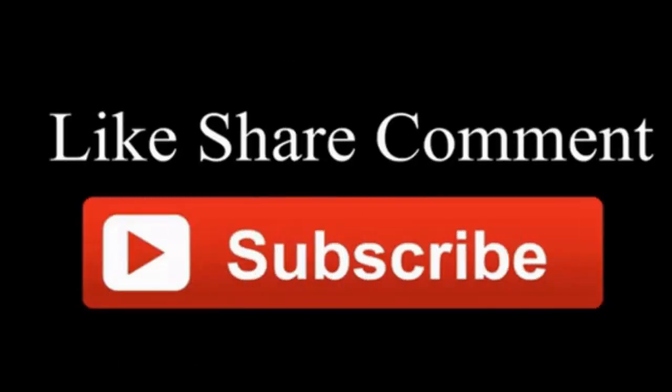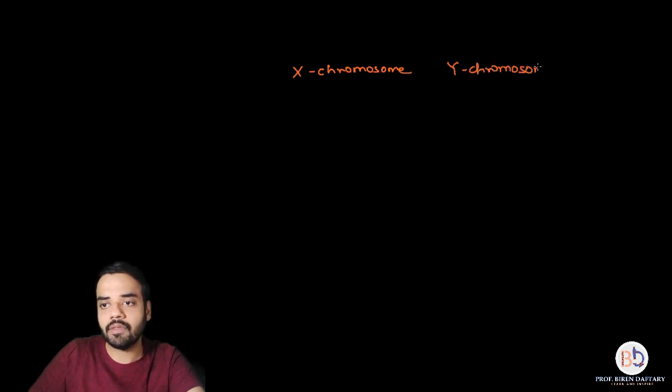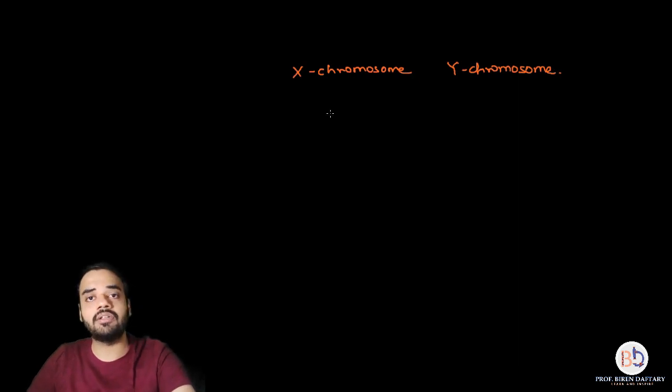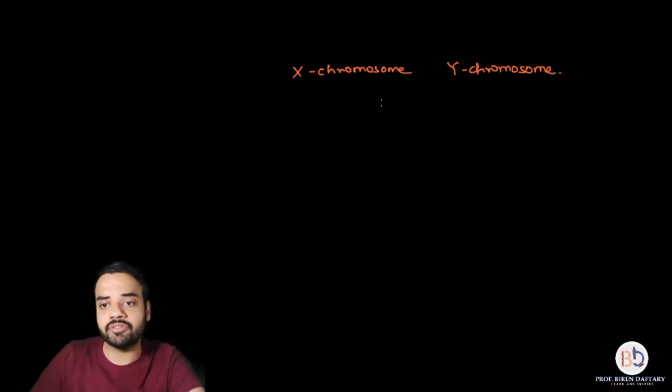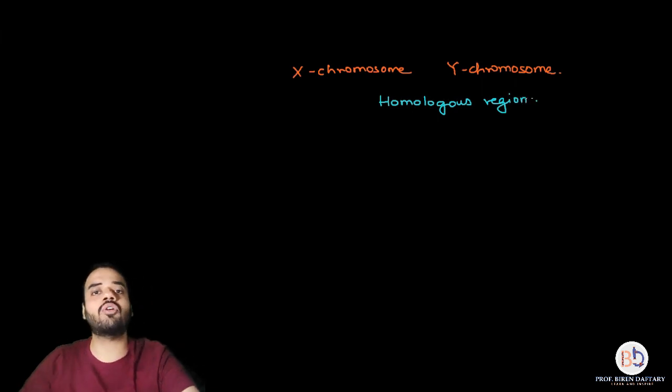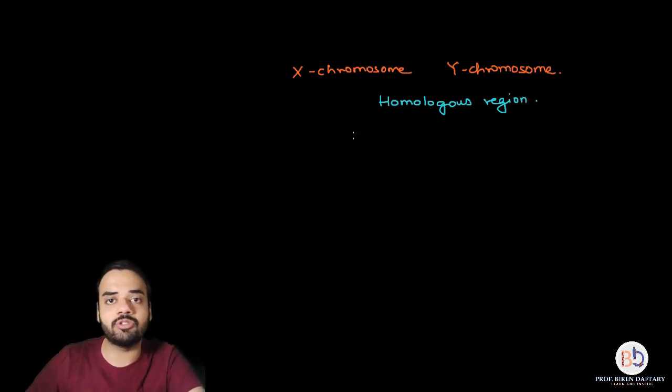In the previous video lectures, I'll write down some of the words which we had studied. First of all, we had talked about the X chromosome. Then we had talked about the Y chromosome. Then we had talked about the similar regions between the two chromosomes, which are called homologous regions, and the dissimilar regions between the two chromosomes, which are called non-homologous regions.